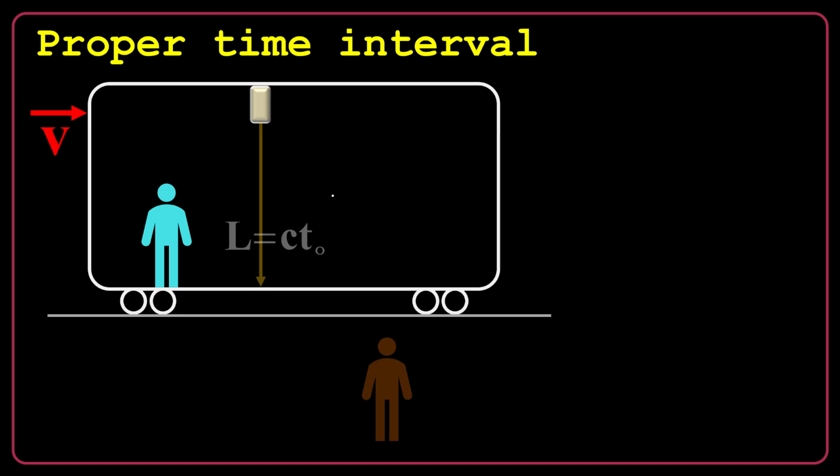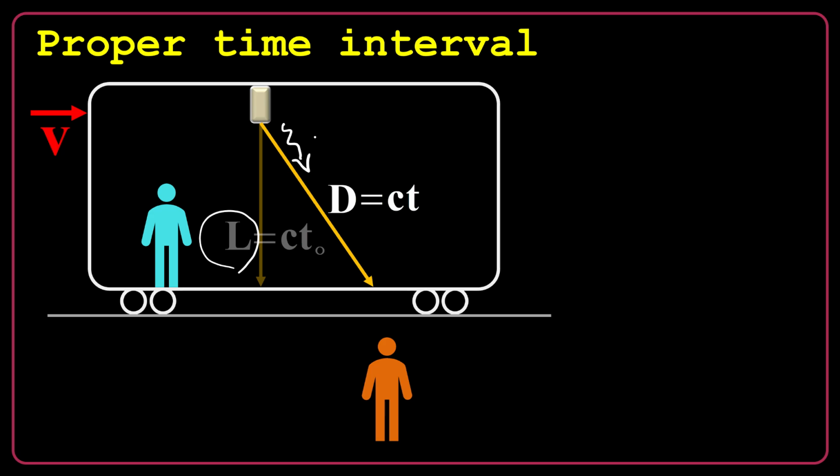According to the person outside the train, the pathway is not vertically downward. It's going to be oblique. d is longer than L. And of course the speed cannot exceed the speed of light because this is the postulate of relativity. So d is going to be ct. t is larger than t naught because d is larger than L.